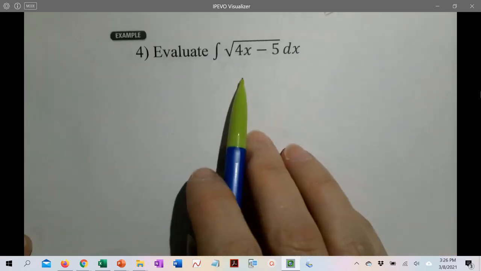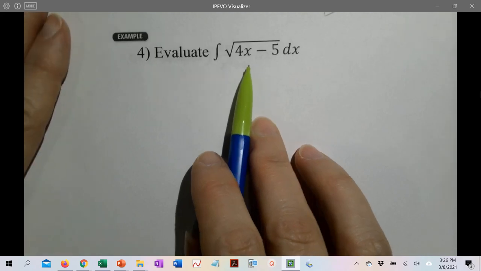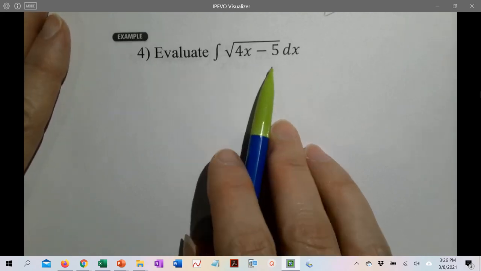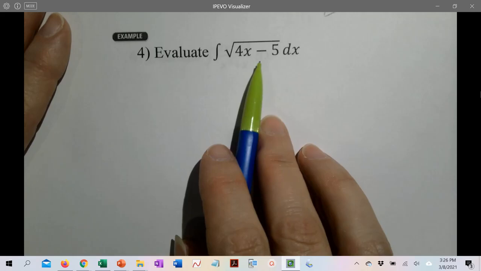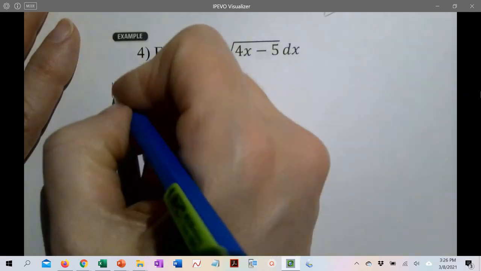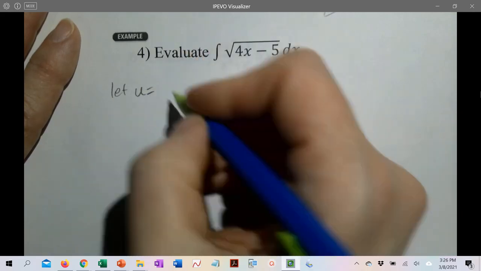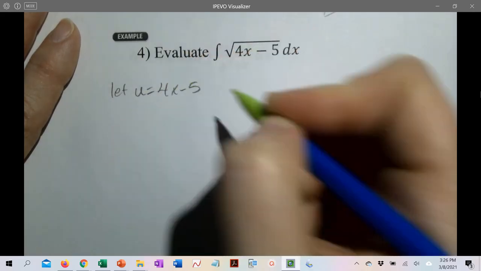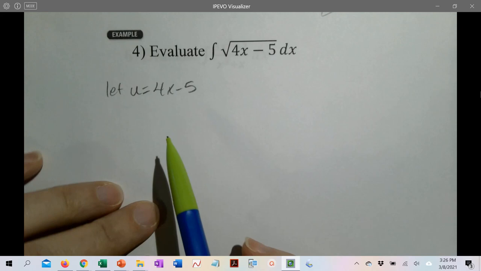You can probably see here with number 4 that we don't have anything like a function and its derivative all within the integral, but I do have a situation where I have a function inside of another function. And so I'm going to let u equal the inside bit, which is 4x minus 5. Now, I will say this while I'm thinking of it.